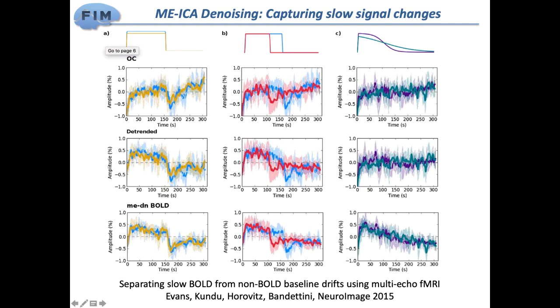So without detrending, it's flat. If you detrend it, you literally have nothing visible. But if you do this, it separates in visual cortex the BOLD-weighted signal drift from that detrended, and you actually get the signal you're wanting. So this opens up the potential to do things like pharmacological studies with fMRI that have slower response changes.